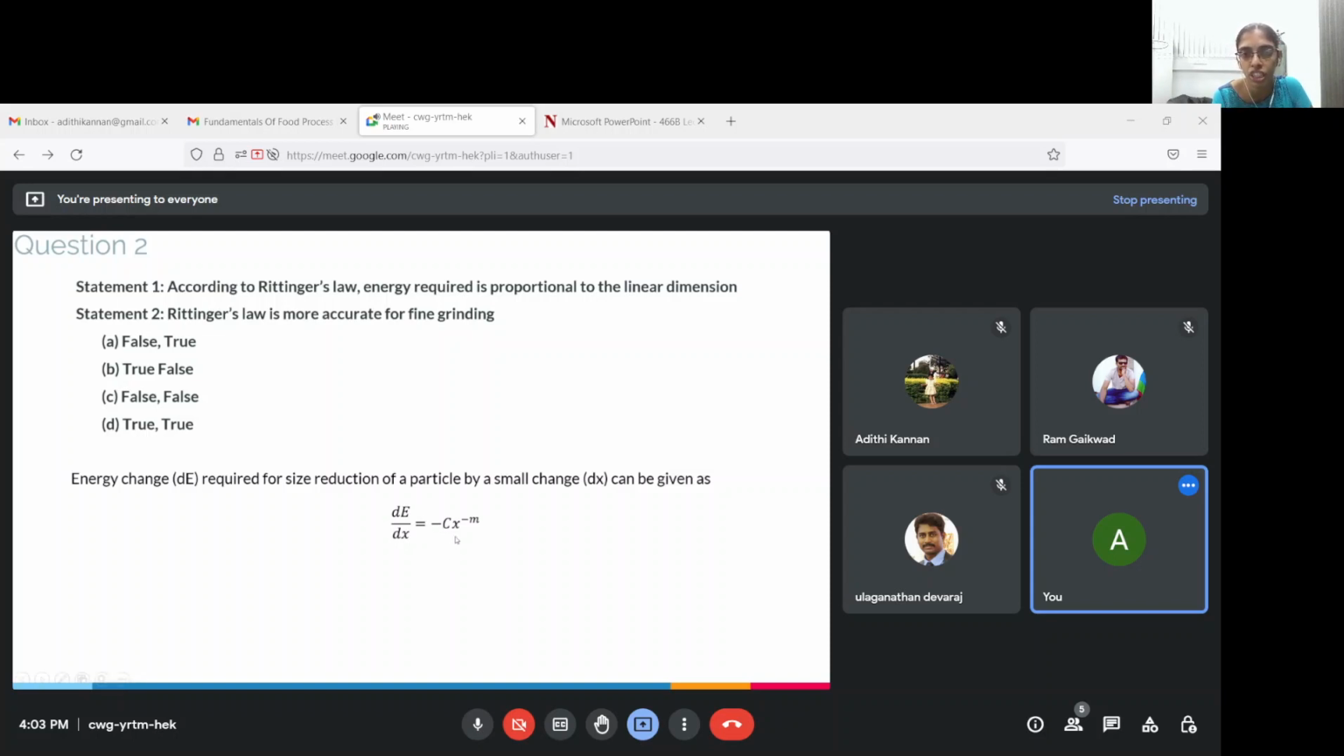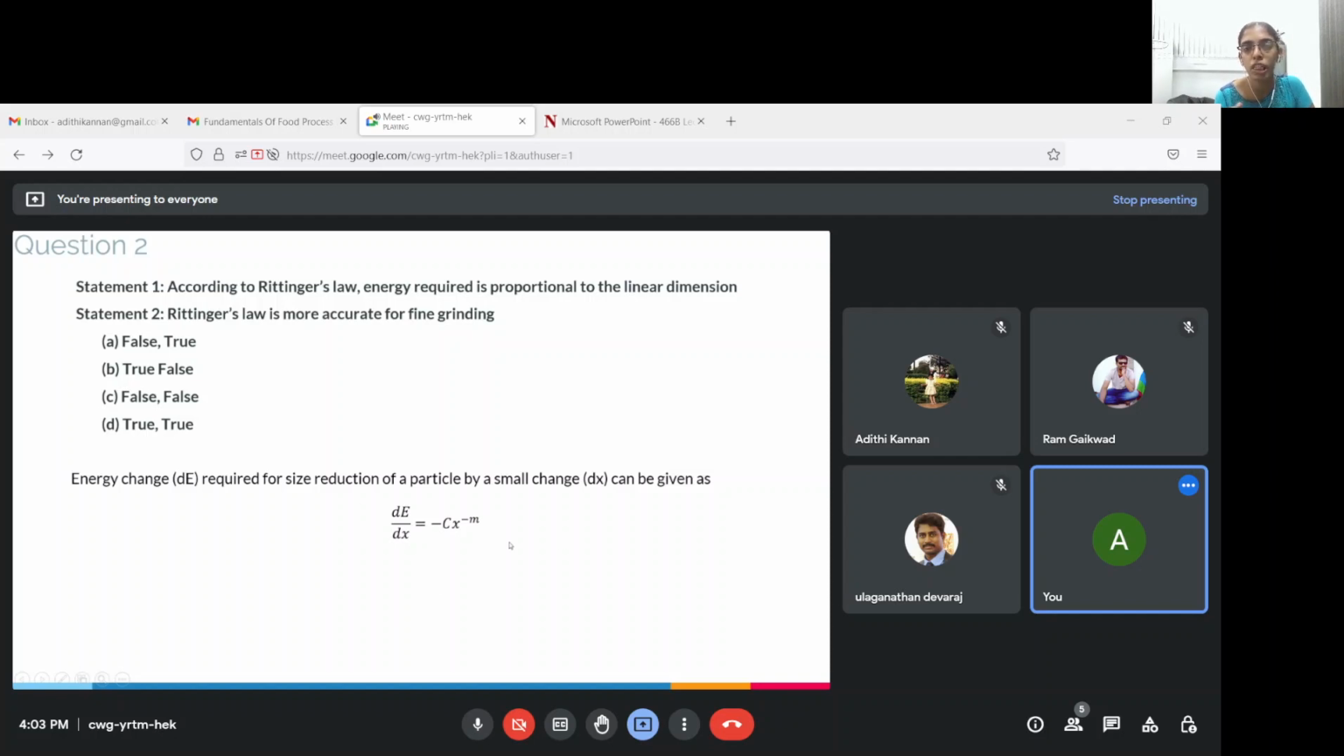So x is not the change here, the dx is the change. x is actually the dimension. So the smaller the dimension you want of the product, that is, the finer the product you want, the more energy you need to give to break down the product. So you have an inverse proportion here. So dE by dx is equal to minus C x power minus m. This is a very generalized formula.